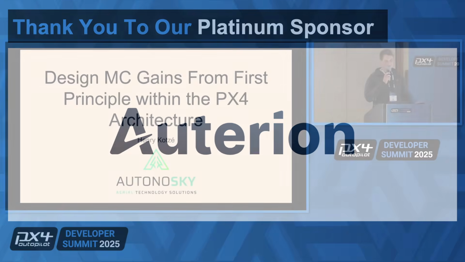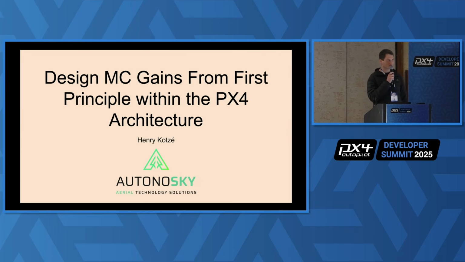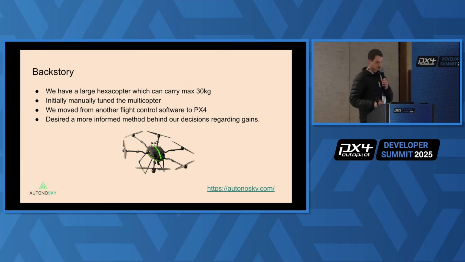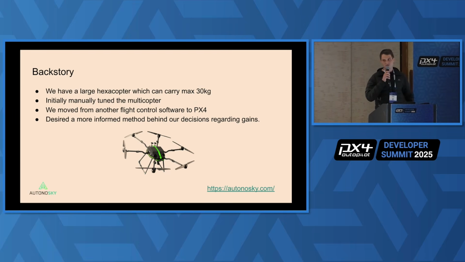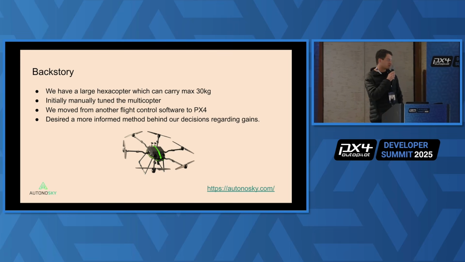It'll be about designing your multicopter gains from a first principle approach, but taking into account the PX4 architecture. So to give you all a bit of background, our team at Autonosky developed a multicopter capable of carrying a max payload of 30 kgs. But initially we were using a different flight control software and we manually tuned it from the default gains.